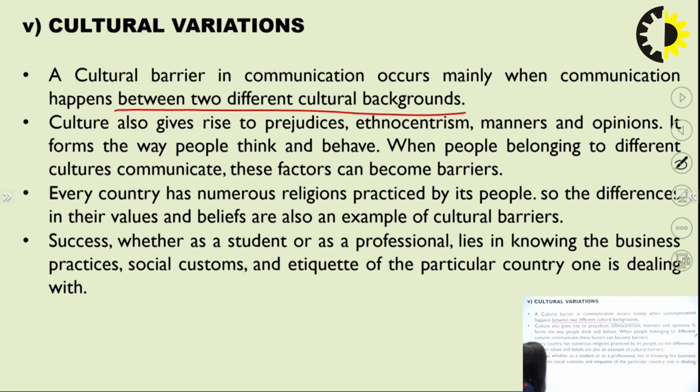Success, whether as a student or as a professional, lies in knowing the business practices, social customs, and etiquette of the particular country one is dealing with. This factor holds good in the area of education as well. You will prove to be a successful communicator abroad during the course of your higher studies if you take pains to understand the culture of the educational campus in which you are studying.